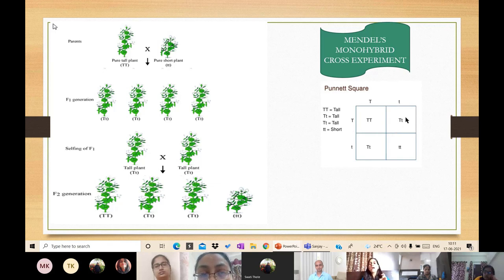Now here we have capital T and small t. How are we making this? Here in the second box, capital T and small t. And here we take the capital T from the top and the small t from the column, and the small t from the row. So you can see that I have capital T and small t, which becomes a heterozygous combination of the factors, in which only the dominant trait expresses itself.